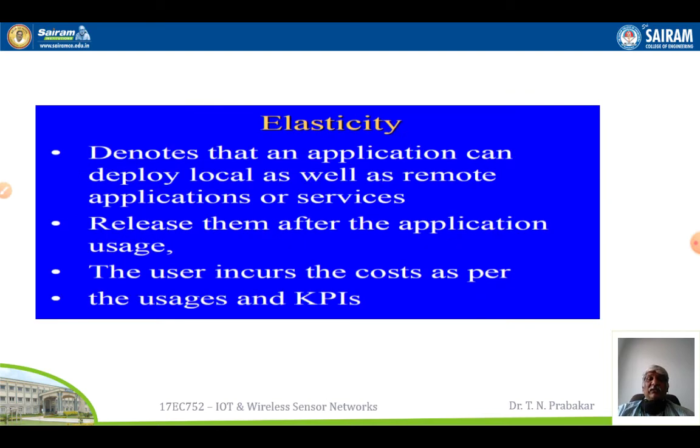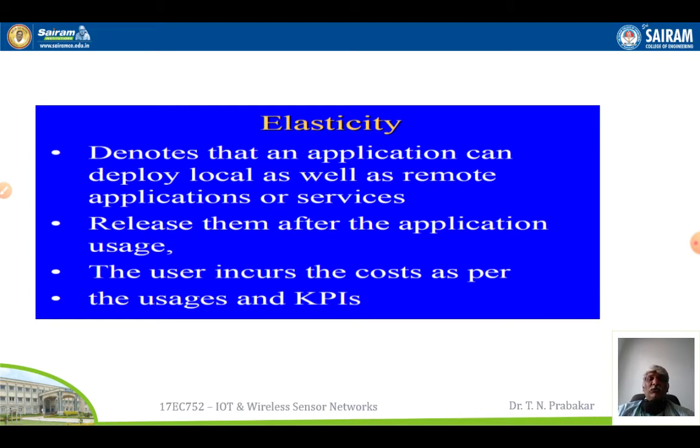Elasticity denotes that an application can be deployed local as well as remote. So elasticity means you can stretch or compress. In a similar way, two systems can be placed together, or they can be placed a distance apart. In both cases, the computational speed should not get affected, right? The throughput should not be affected. That is called elasticity. So the system can be local, or remote applications or remote services can be used. In both cases, the KPI, that is the performance indicator, should be the same.